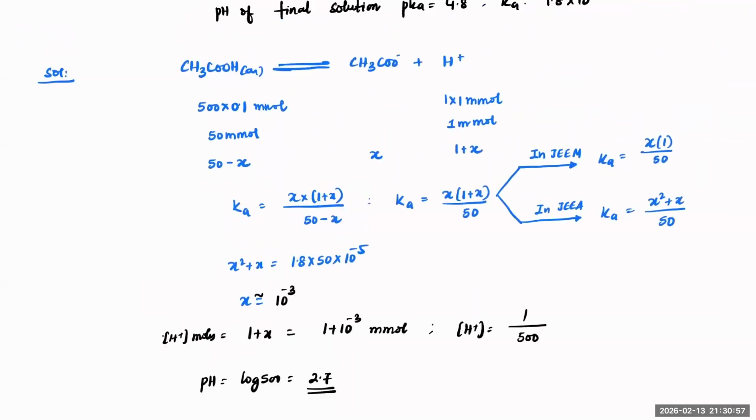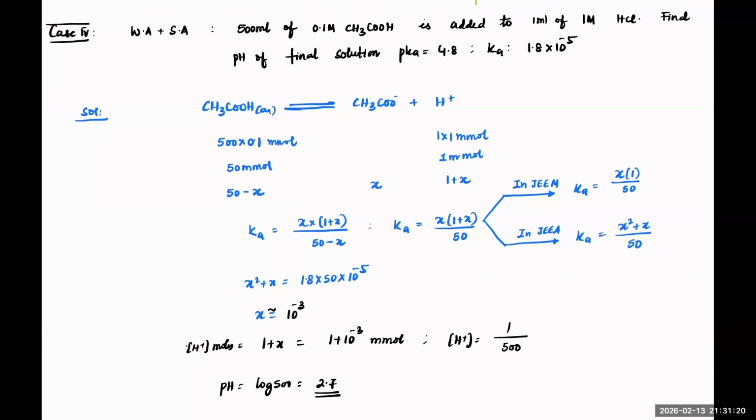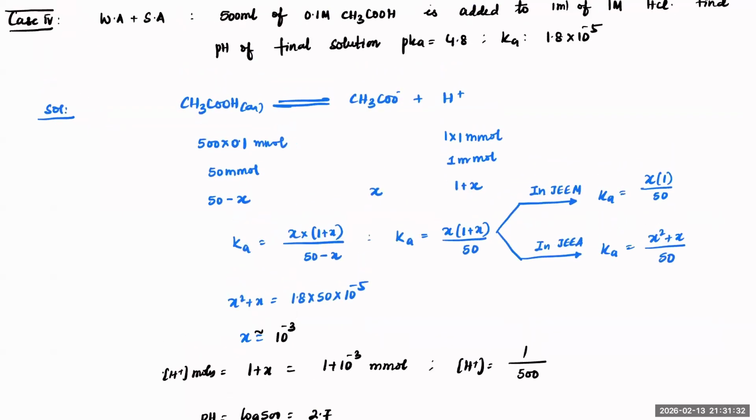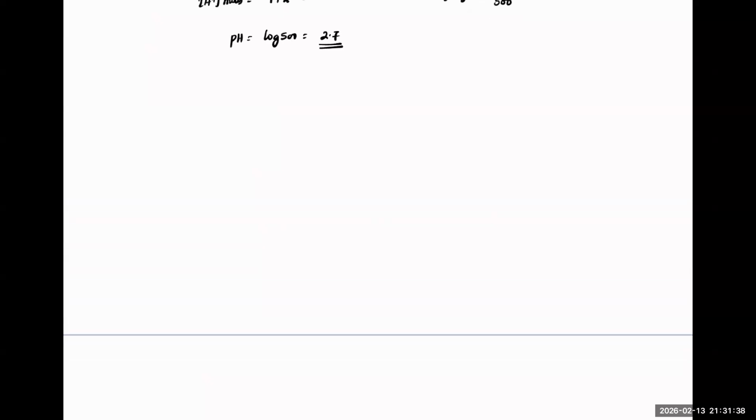So 2.7 will be the approximate pH of the solution, which means weak acids hardly influence the H plus concentration or H plus amount or H plus moles which a strong acid is providing. Case 4 is clear, everybody? Any doubt here? Right. Let's check out case 5.